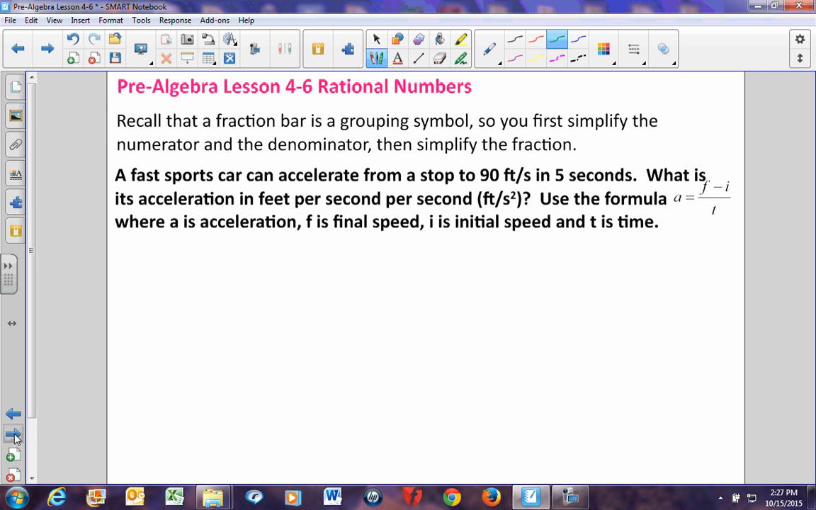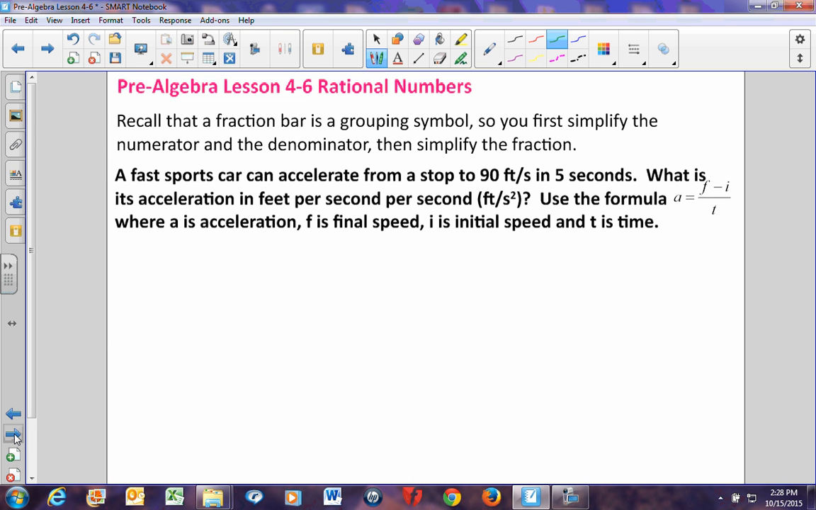Now, remember, a fraction bar is considered to be a grouping symbol. Okay? So that fraction bar tells you to do everything on the top of the fraction, and then everything on the bottom of the fraction, and then simplify the fraction. For example, a fast sports car can accelerate from a stop to 90 feet per second in 5 seconds. That's pretty good. What is its acceleration in feet per second squared, in other words.